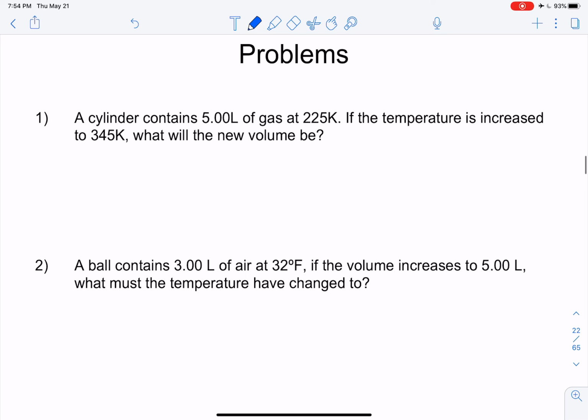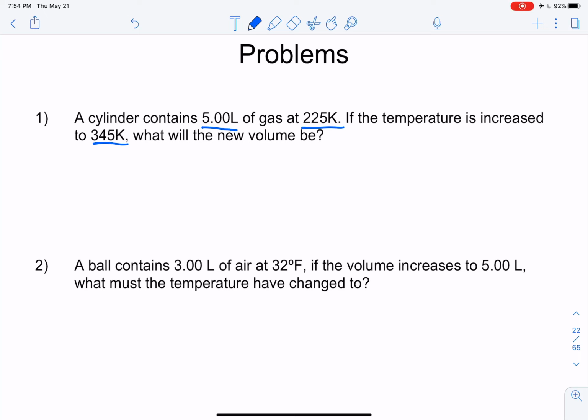Yay! So we got some problems here. Problem number 1 says you've got a cylinder that contains 5 liters of gas at 225 Kelvin. If the temperature is increased to 345 Kelvin, what will the new volume be? Okay, so let's just look at what we've got. First of all, we've got 5 liters of gas and we're at 225 Kelvin and we're going to heat it up. So do we expect the final volume to be greater than 5 or less than 5? No math yet, just thinking about we're heating up this gas. Should be greater than 5.